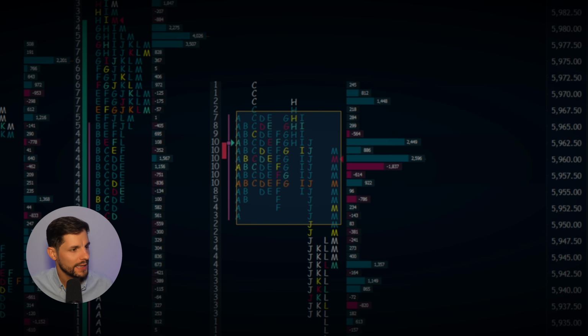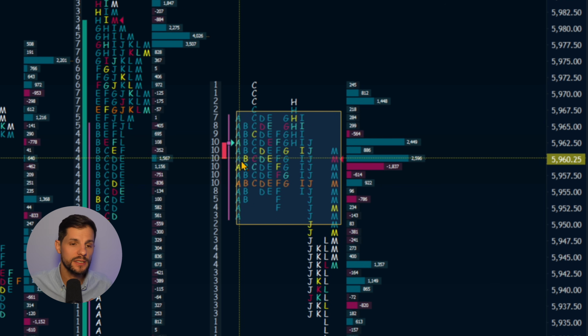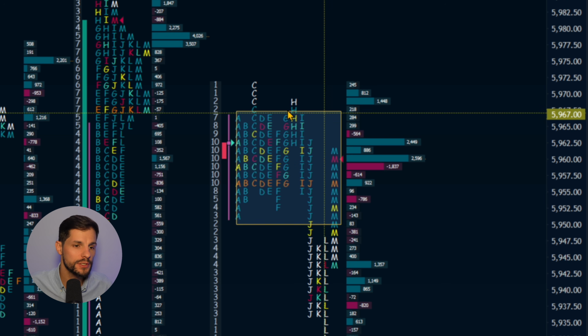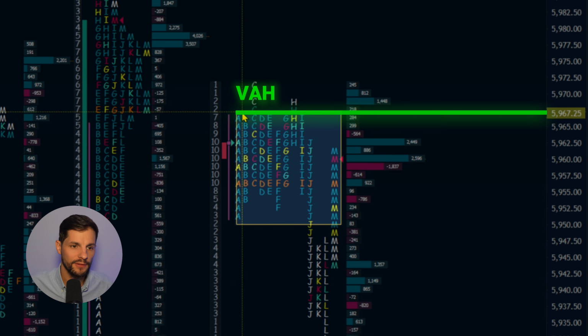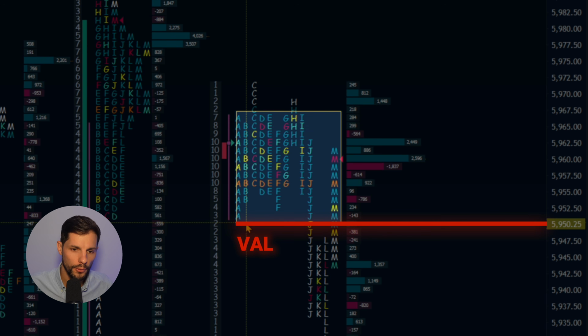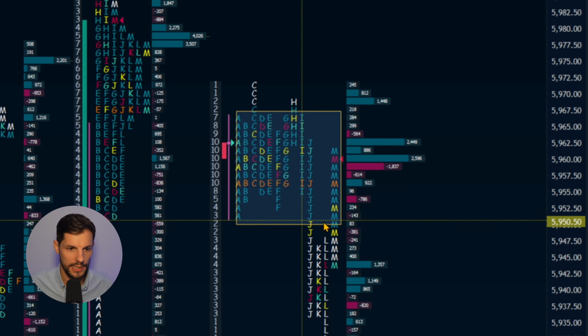Market profile is a charting technique that organizes price and time data to reveal where the market is distributing value. So you have the value area high at 59.67, and then you have the value area low at 59.50. Okay, so this is the 70% value area for this trading day.